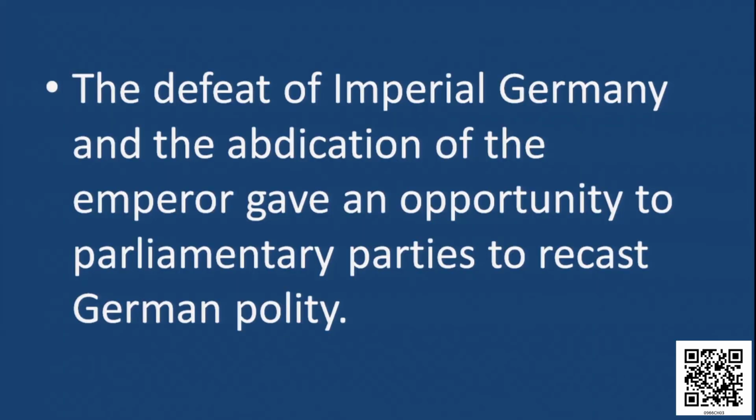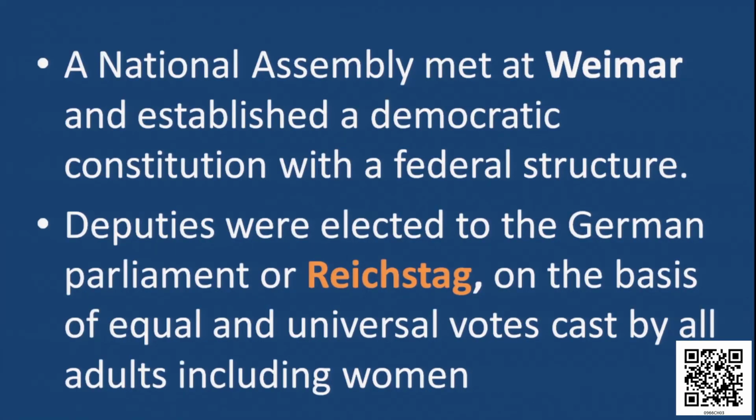Germany was defeated. The king gave up his power. That is why it is called the abdication of the emperor. With this, it cleared the path for establishing a parliamentary system in Germany. At the same time, a national assembly met at Weimar and established a democratic constitution with a federal structure. At Weimar, the assembly met and adopted a constitution with a federal structure.